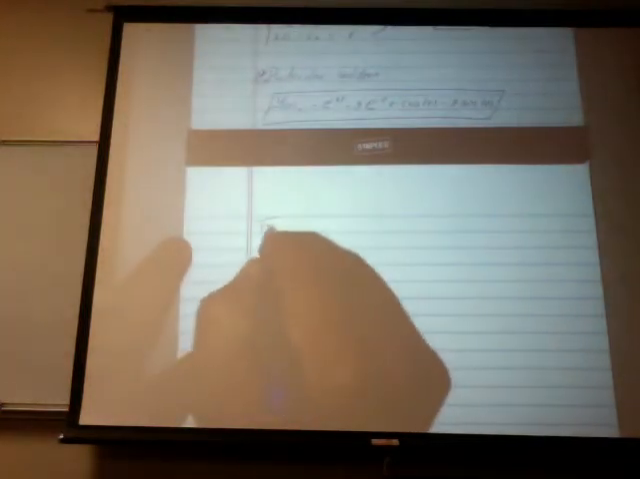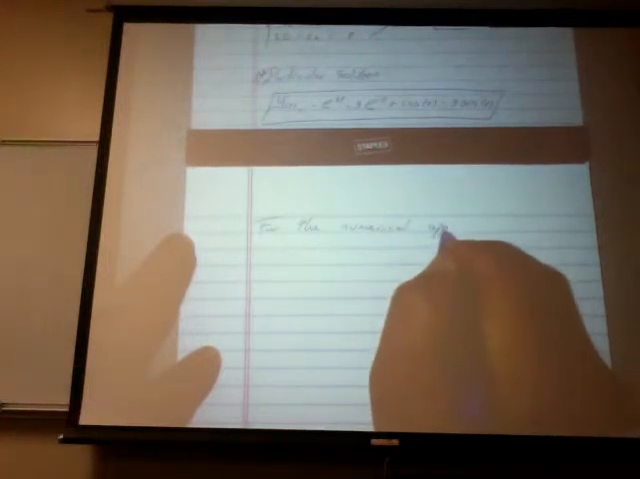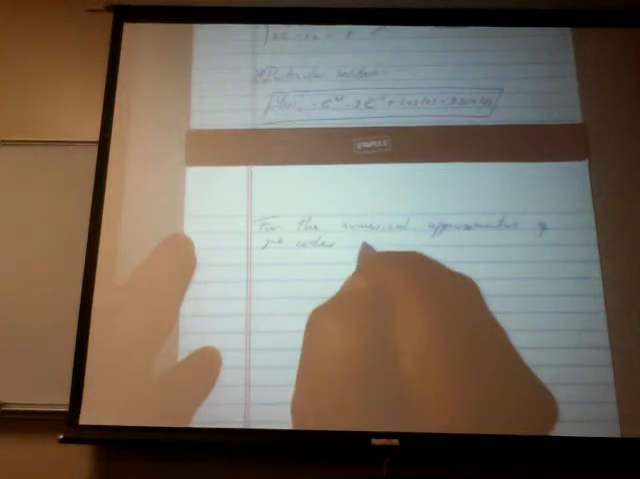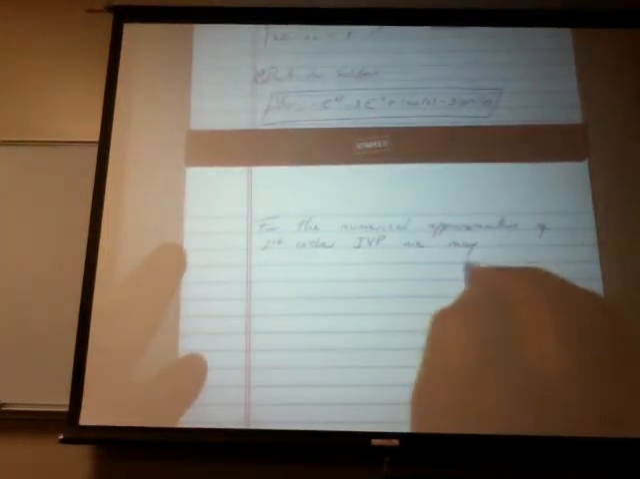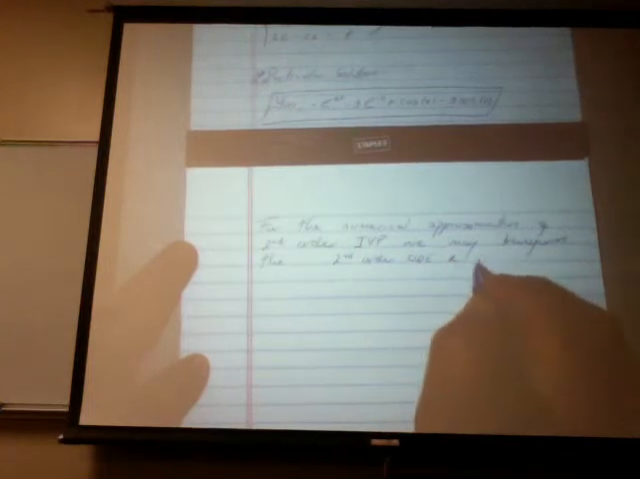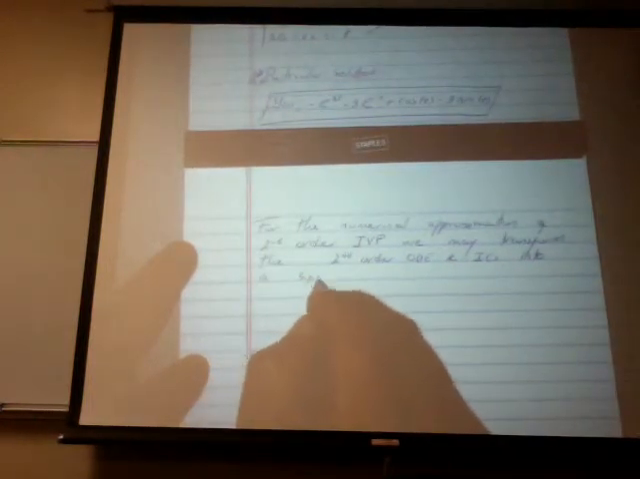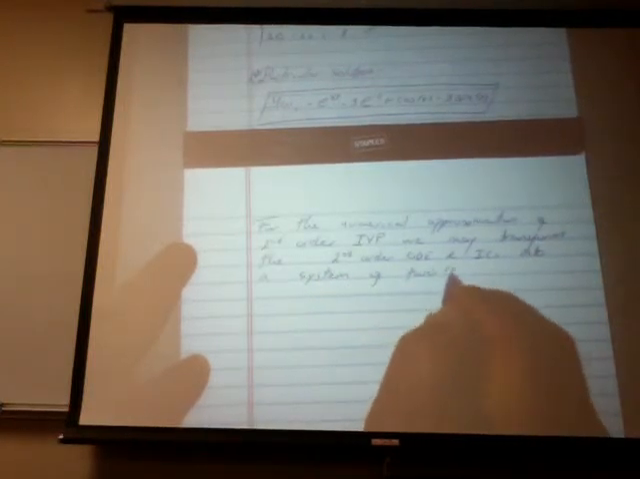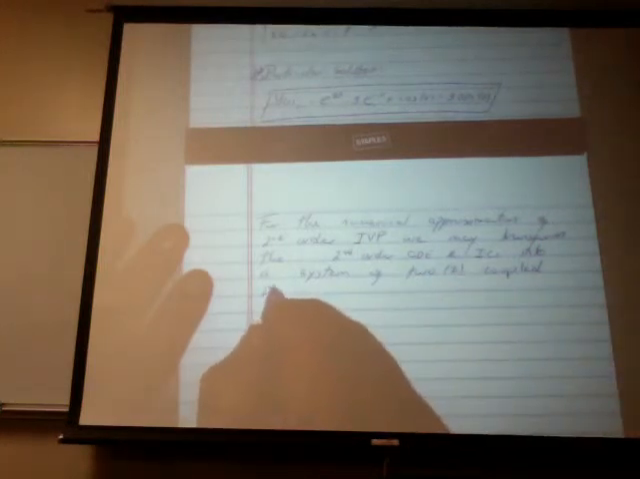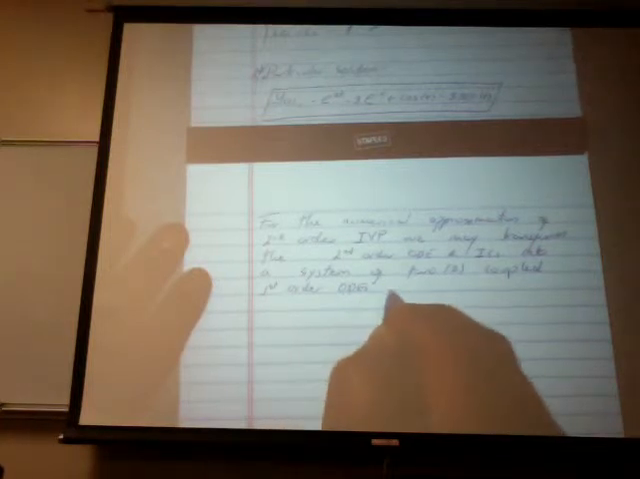For the numerical approximation of second order initial value problems, we may transform the second order ODE and initial conditions into a system of two coupled first order ODEs and initial conditions.